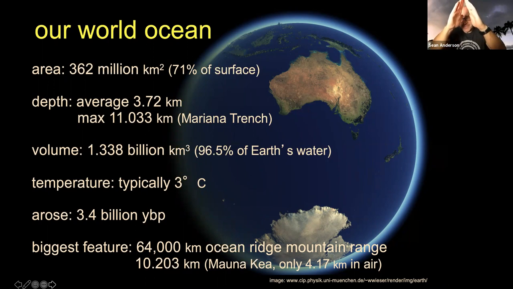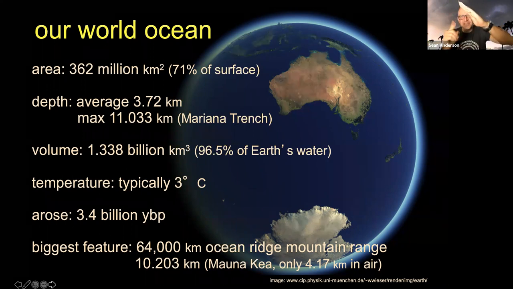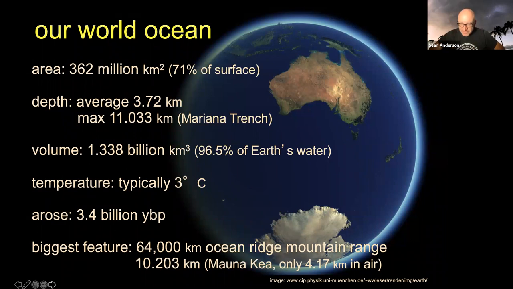We think of that height from the beach in Hawaii to the apex of the mountain. But in reality, the beach is here, and that mountain continues down underwater to the base of the ocean. So when you measure it that way, it's over 10 kilometers high, even though the air part of the mountain is only about 4 kilometers high.